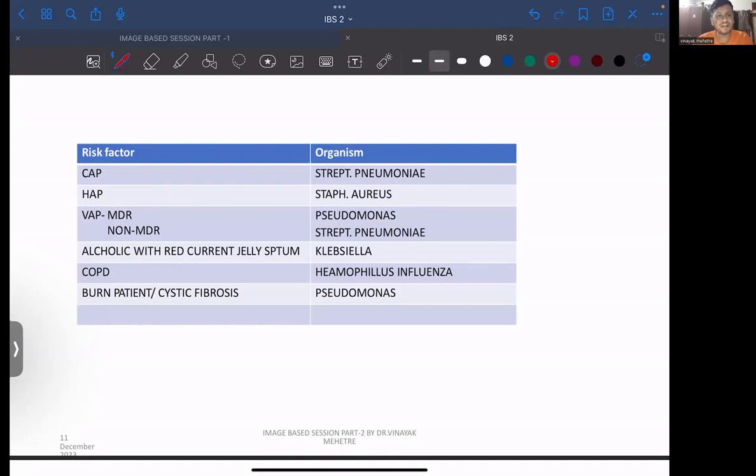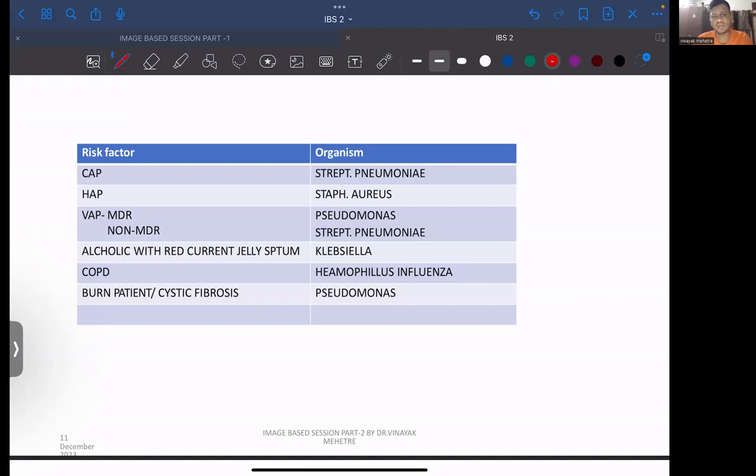But if the patient is on the ventilator, the answer will change to pseudomonas or strep pneumoniae. If only alcoholic, the answer will be Klebsiella, right? Red currant jelly sputum is a classical feature of alcoholics with red jelly sputum. The answer will be Klebsiella only.